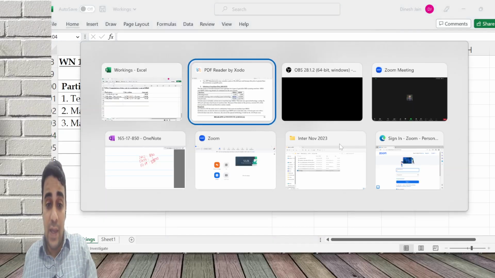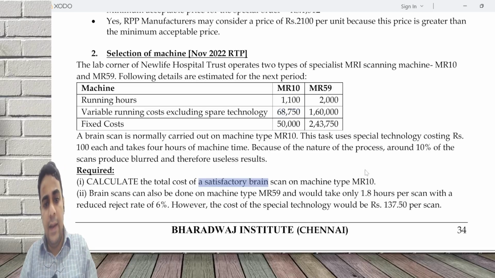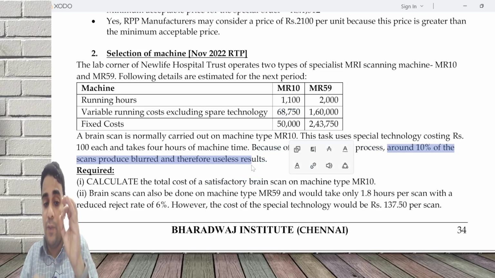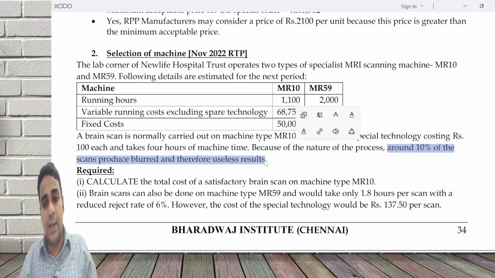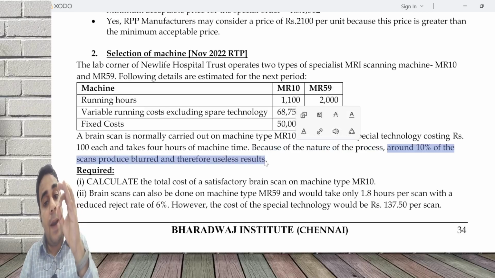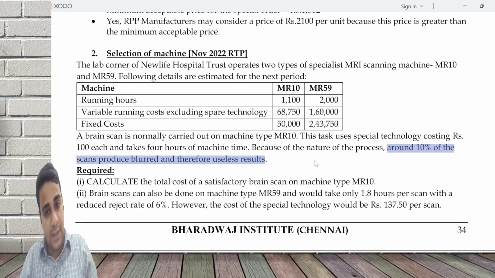But the question is saying, what is the cost incurred for a satisfactory brain scan? What a satisfactory brain scan is, some of the scans we do will fail. So if you do the scanning, 10% will give you blurred result and it will become wastage. Balance 10% is of use, sorry, balance 90% is of use.